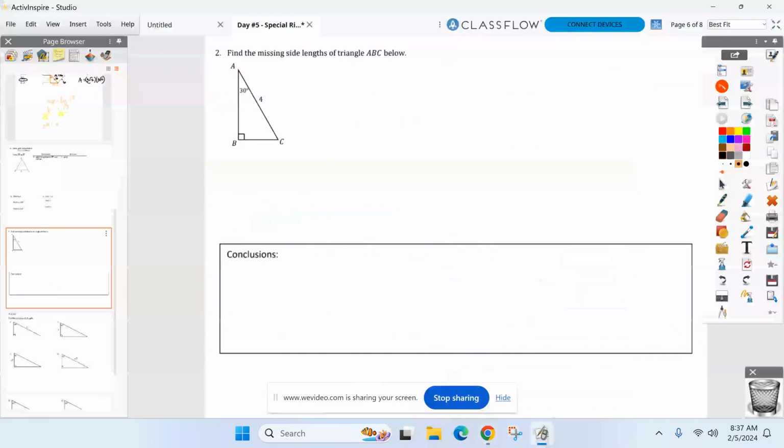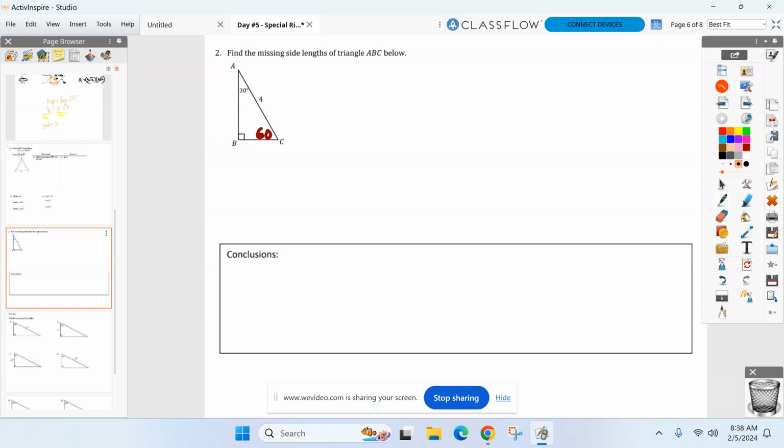Oh, I gave you a 90 and a 30, but now I told you. What's the missing angle? 60, yeah. Right, because it has to add up to 180. Here's your new right triangle. 30, 60, 90. We had 45, 45, 90 on Friday.